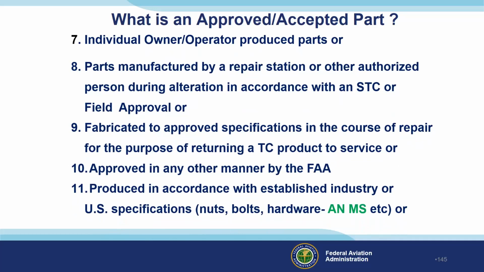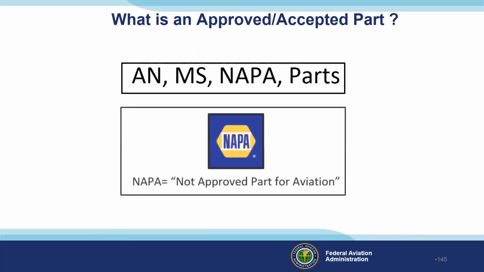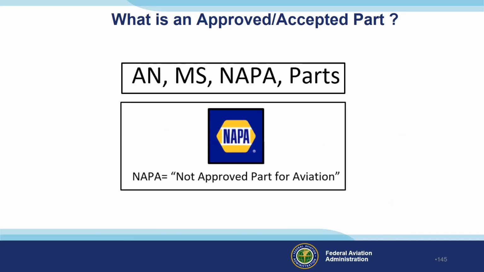Number 11, produced in accordance with established industry or U.S. specifications, nuts, bolts, and hardware, such as Army, Navy, or military specification parts, or the old AN, MS, NAPA parts. What's NAPA? Oh, NAPA stands for not approved part for aviation. No, not really. I think it's North American Parts Association, but yeah, don't get any parts from NAPA or AutoZone.